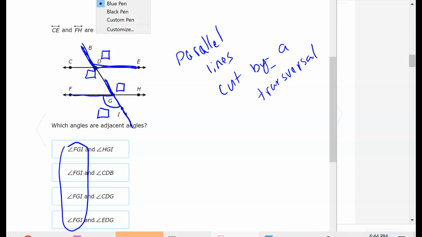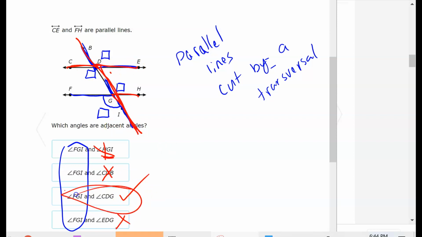So if I use a different color, let's see if HGI is one of them. HGI, no square. Nope. CDB, no square. Nope. CDG, yes, there's a square there. EDG, no square there. So it looks like it's this one.